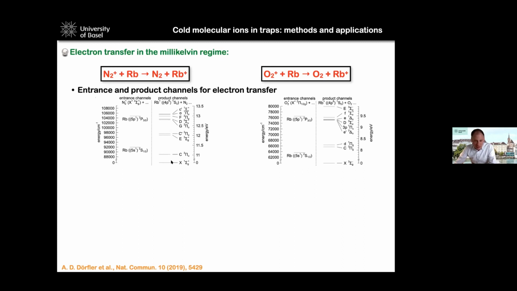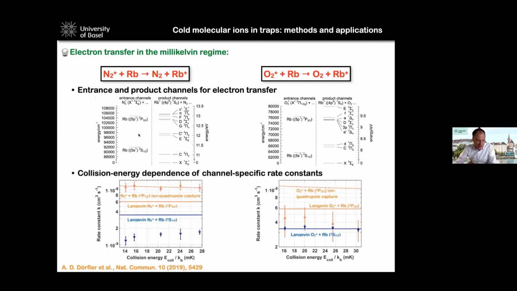And so we produce nitrogen in highly excited electronic states in that way. What we are now measuring was charge transfer rate constants for this process, both with rubidium in the ground state and with rubidium in the excited state.